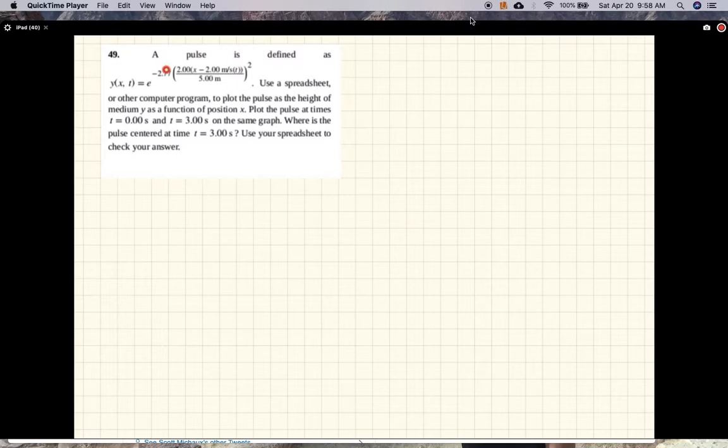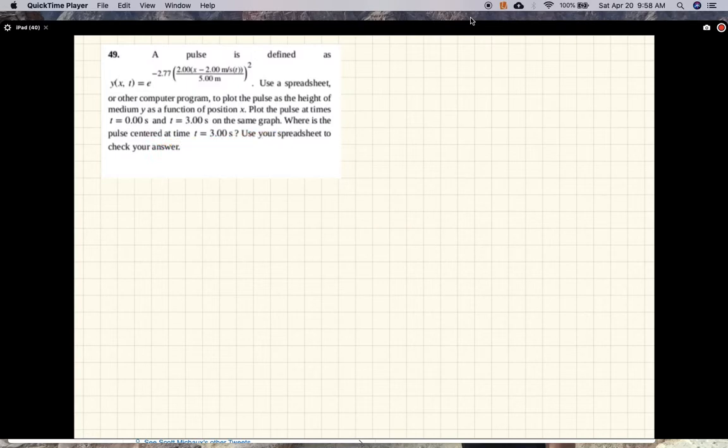Okay, so this one says a pulse is centered at y(x,t) equal to e to the power minus 2.772 times (x minus that)squared. Use a spreadsheet or a computer program to plot the pulses, the height of the medium y as a function of position x. Plot pulses at time t equal to 0 and t equal to 3 seconds on the same graph, where the pulse is centered at time t equal to 3 seconds.